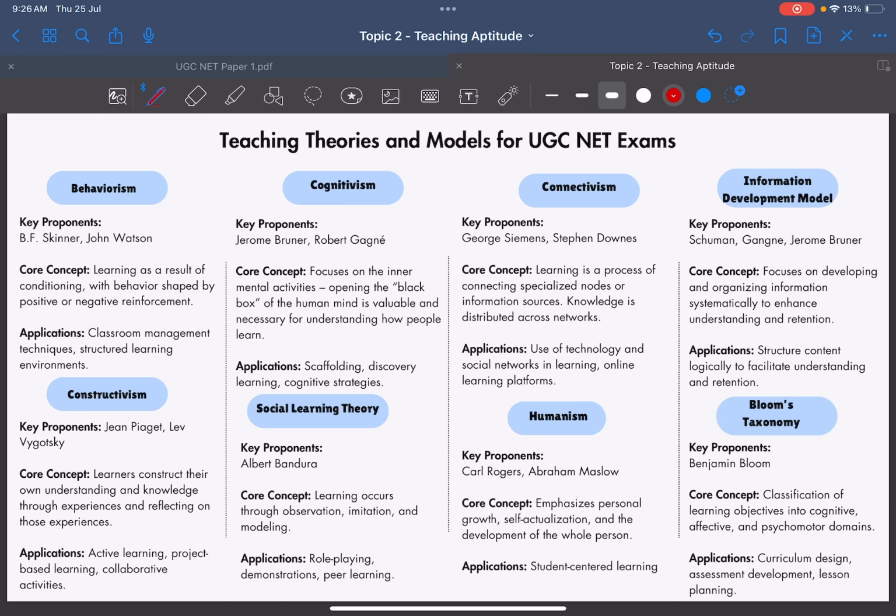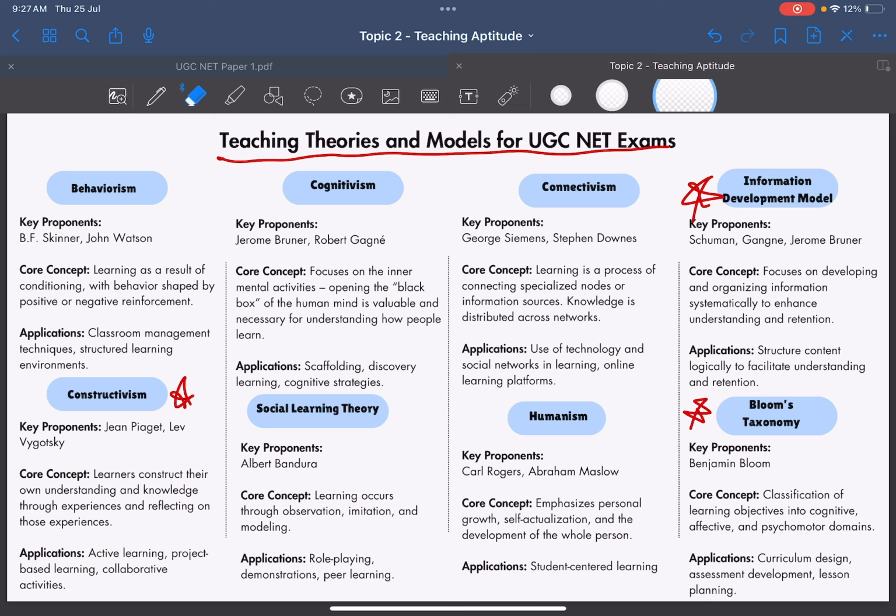So this is a brief overview of what teaching theory is. This slide gives an easy mind map view of all the important teaching theories that might come in the exam. From here, some of them are important, like Bloom's taxonomy, constructivism, information development model, but we should know about the rest of the theories as well.